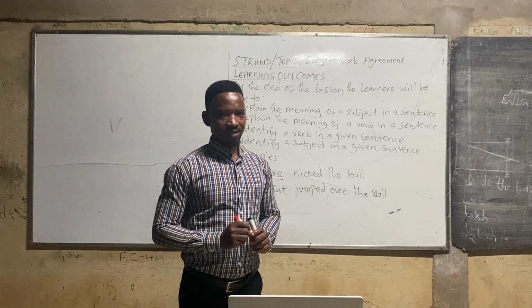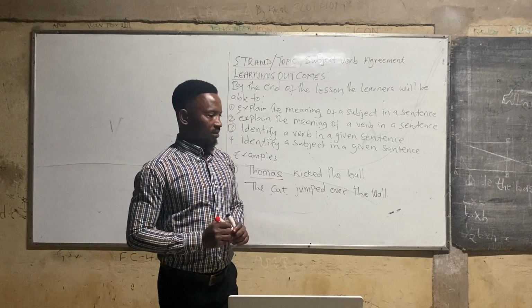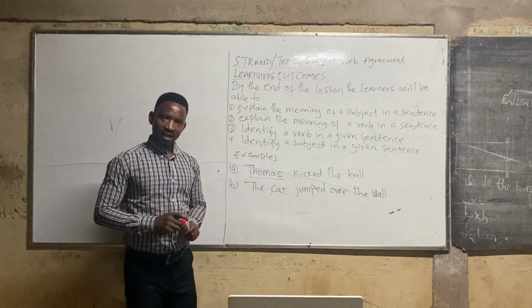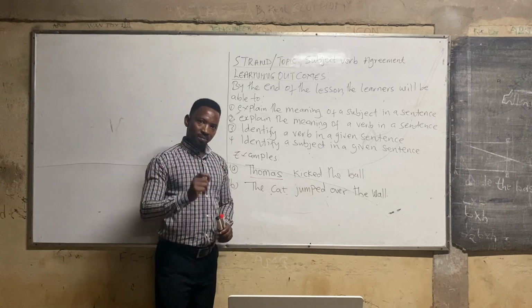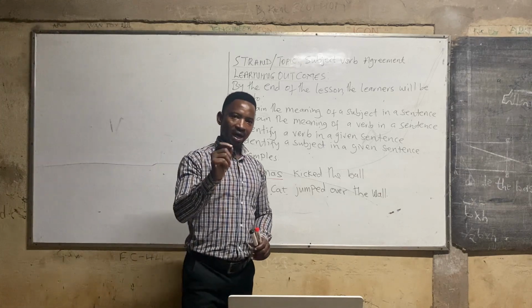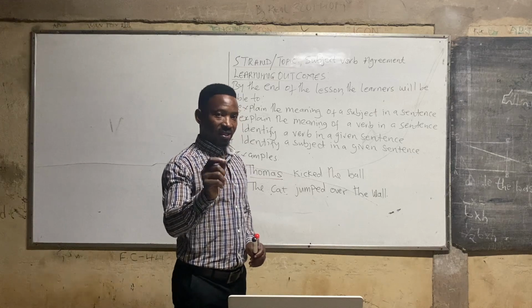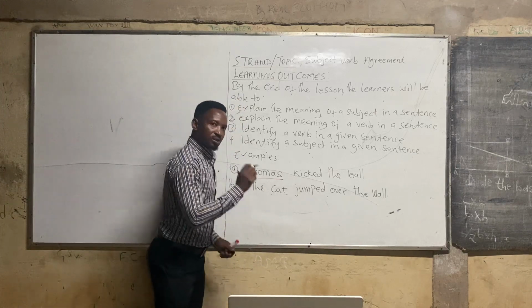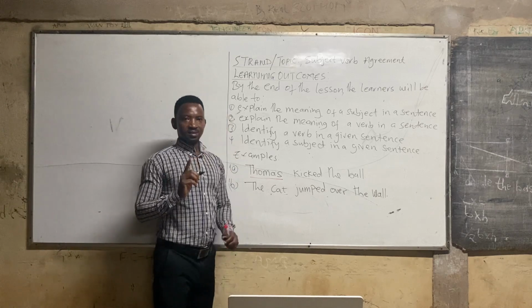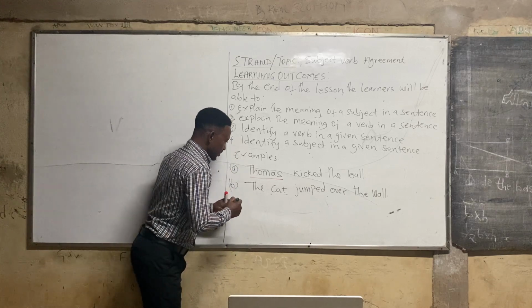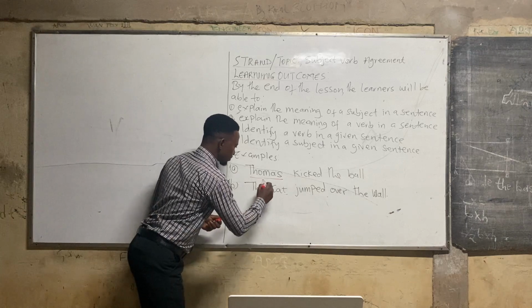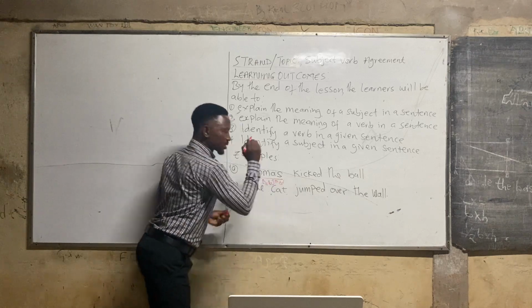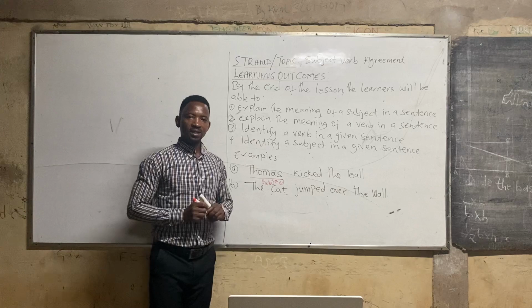Please, do you understand that? Okay, let's proceed. So, we can say that once Thomas was the person or the one that performed the action, then we can conclude that Thomas is the subject. Thomas is the subject.